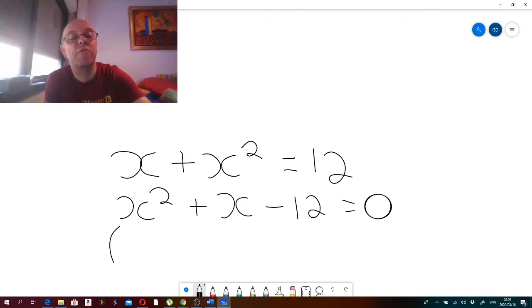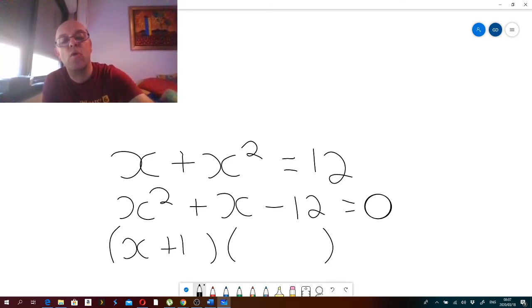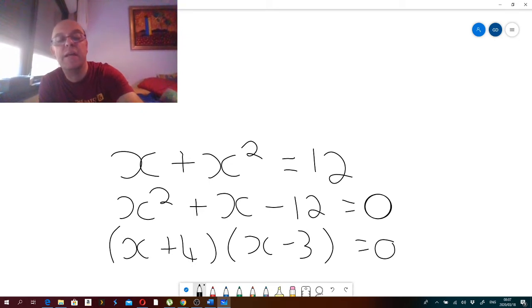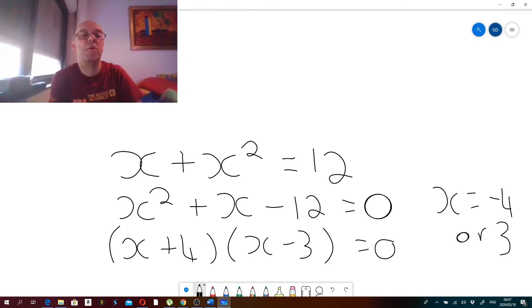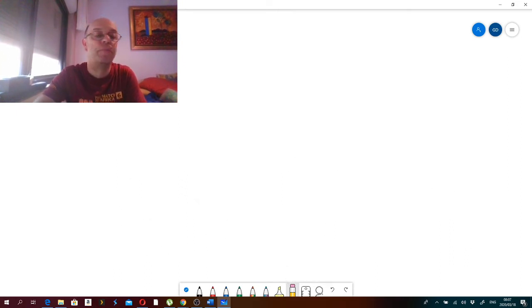So therefore I can factorize this bracket again to x plus 4 and x minus 3. And that is equal to 0. And that gives me solutions for the x of x equals minus 4 or positive 3. There we go. So that's a word sum that you have now translated into mathematics, and you now have a solution for it. Let's look at number 2.